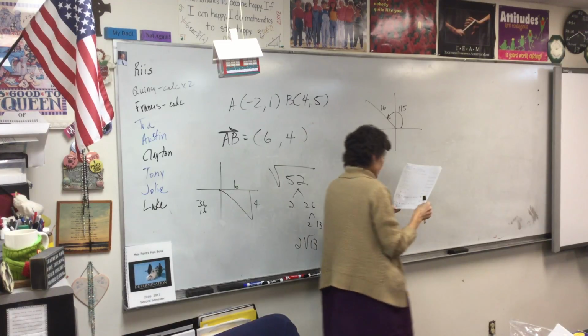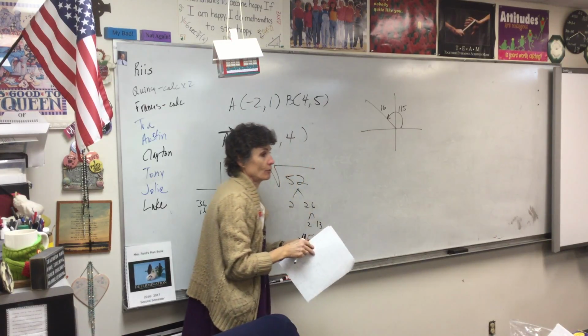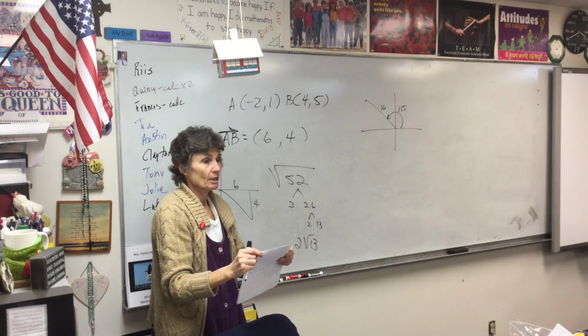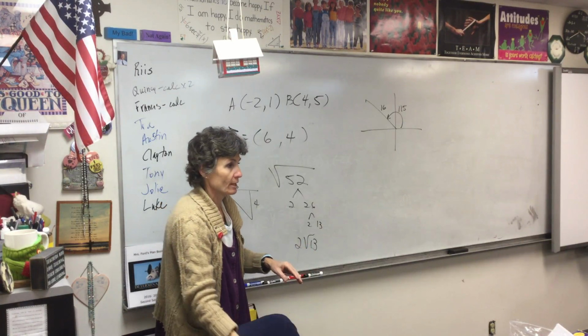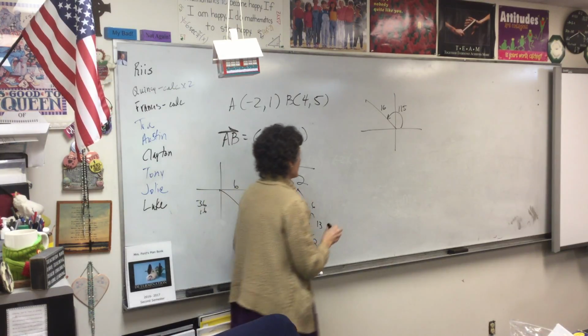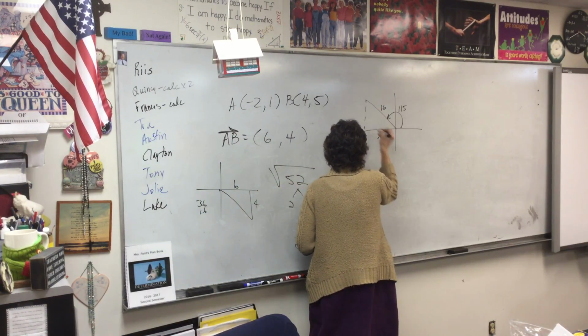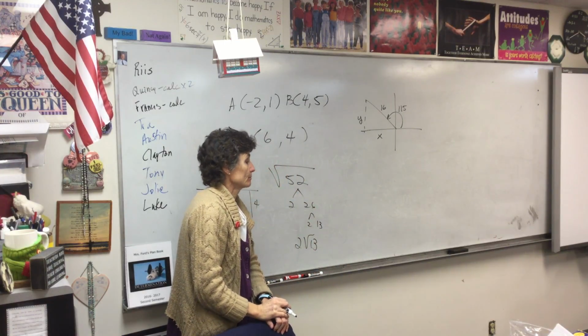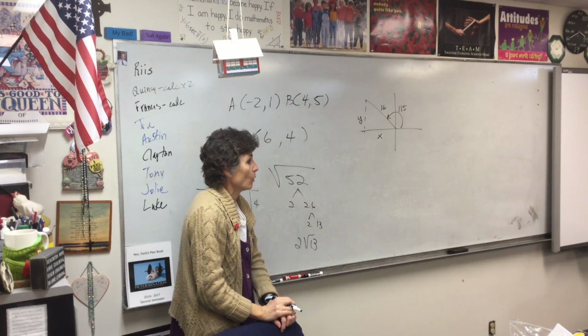All right, now we want the components of this vector. What does that mean? Components of the vector. What am I looking for? X and Y. Very good. So I need to find my X and my Y. That's my answer. Components are X and Y.